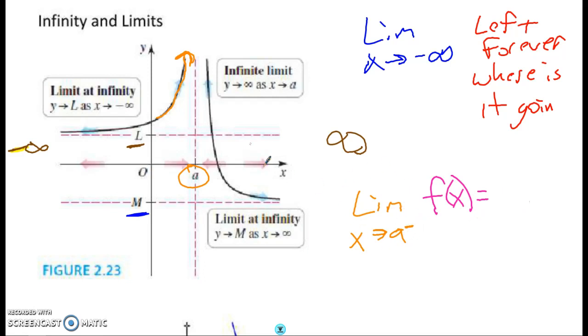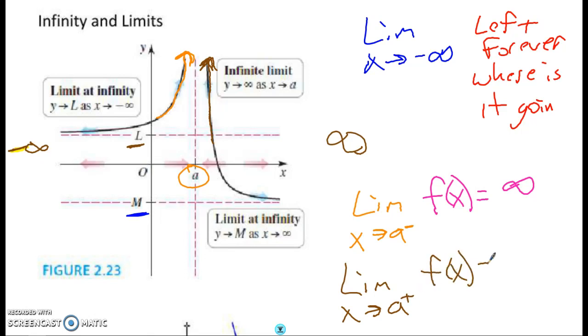So, if I'm getting closer to A from the left side, it looks like I'm going to go up forever. So my y value seems to be approaching positive infinity. If I'm coming from the right side, that's the limit as x approaches A from the positive side. It looks like that's also going up forever, all the way up. So that would be positive infinity. Therefore, the limit as x approaches A is infinity, right? As x approaches A, y is approaching infinity.